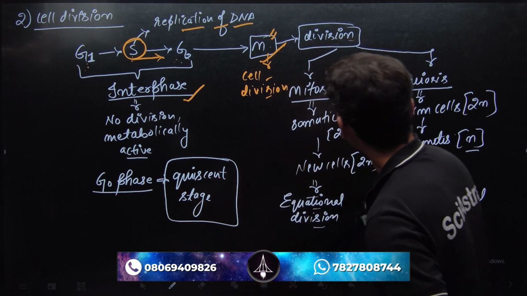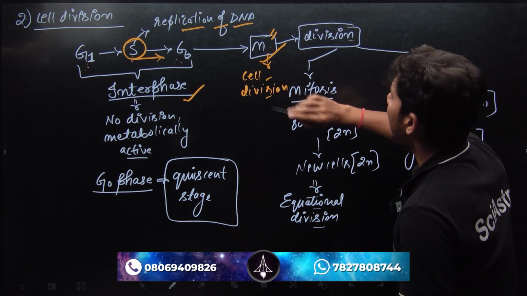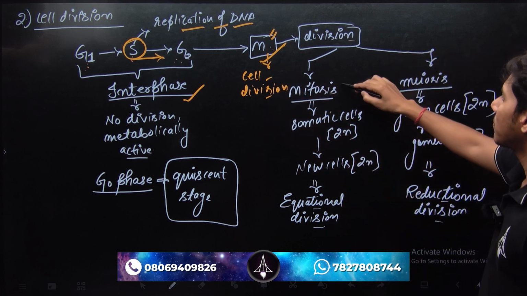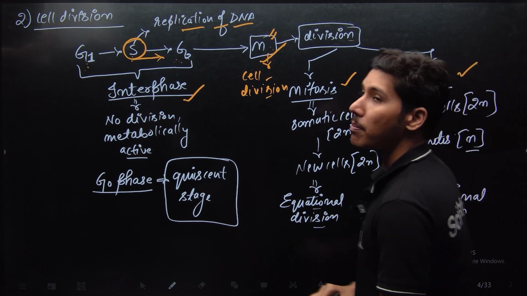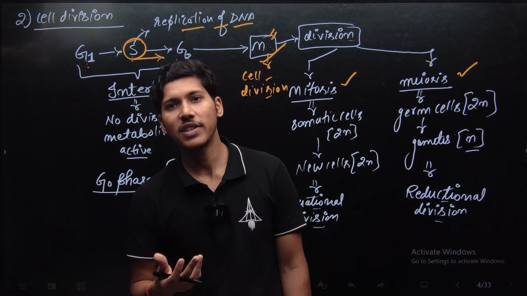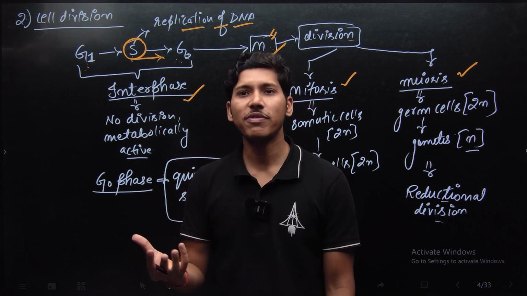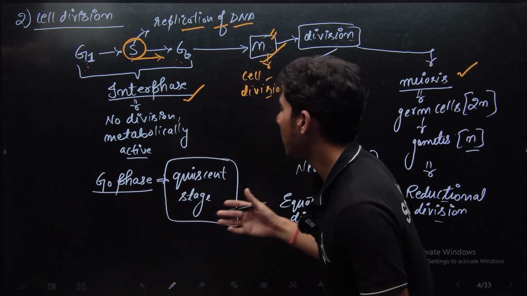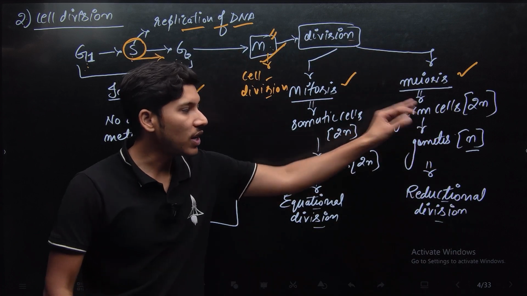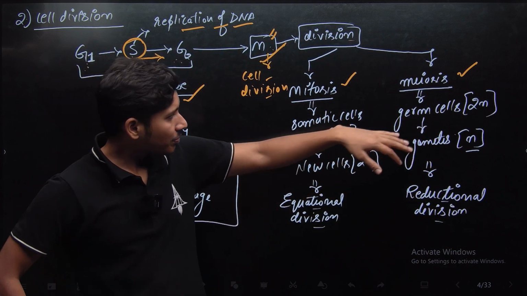Okay, now let's move ahead. The M phase or the actual cell division phase is divided into two parts. First one is known as mitosis, and the second one is known as meiosis. Mitosis is the type of cell division which occurs in somatic cells, while meiosis occurs in germ cells, as written over here. Okay?